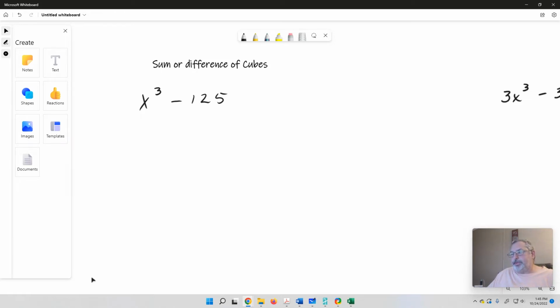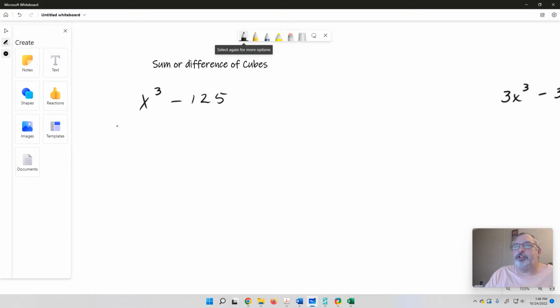I'm going to help you with the sum or difference of cubes. So we're going to look at a couple of examples here. I want to show you how to use the pattern for the sum or difference of cubes to factor these problems out. Now these are going to be the simpler problems. I'm going to give you a separate video for the ones where you have to do a little extra work.